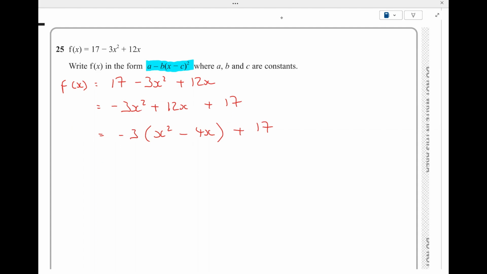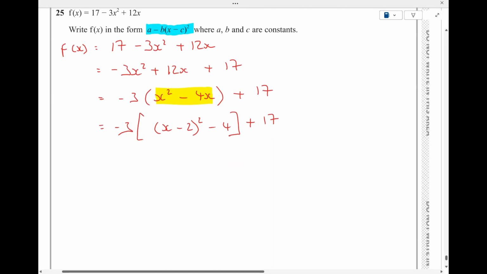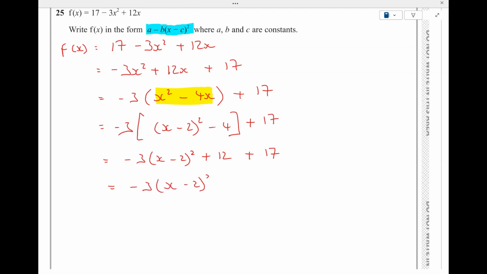Now, I'm going to complete the square on this. So I'm going to have minus 3, open the square bracket. Complete the square on x squared minus 4x, x minus 2 squared minus 4, plus the 17. So now I'm going to multiply out the square bracket. Minus 3 times x minus 2 squared plus 12 plus 17. So it's going to be minus 3 x minus 2 squared plus 29.